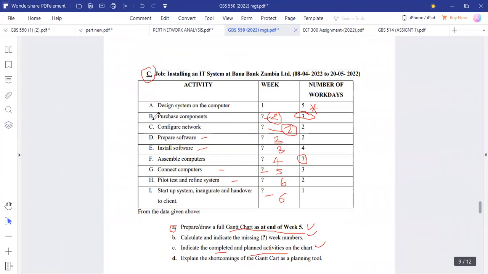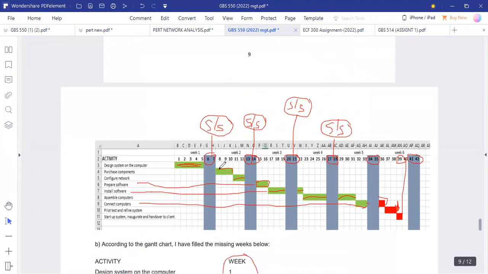5 days. Part B is completed in how many days? You can say part B is completed in 10 days time. So you can state in how many days we are completing purchase of the components. In 10 days time, we can finish purchasing the components. And then configure network is completed in 12 days. Within 12 days, we are able to configure network.